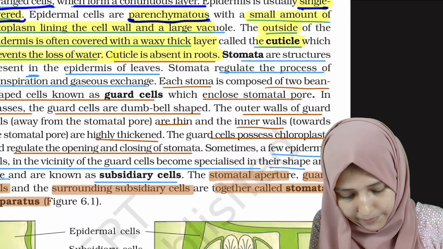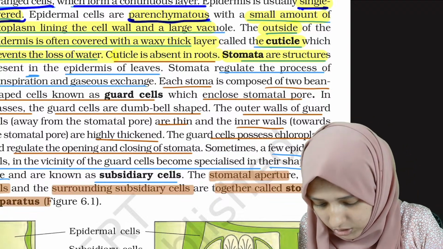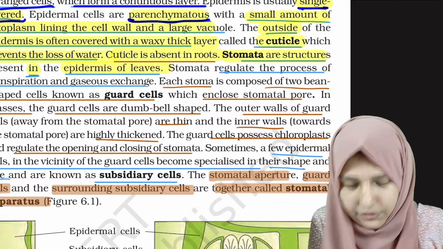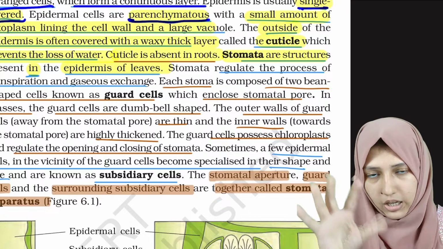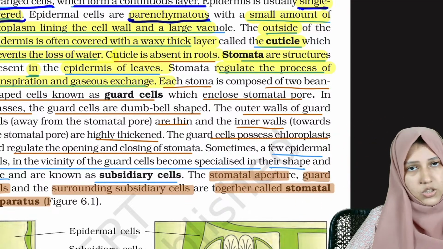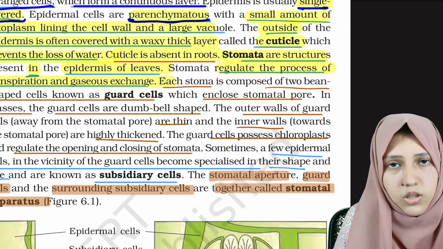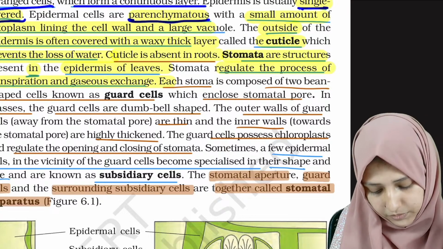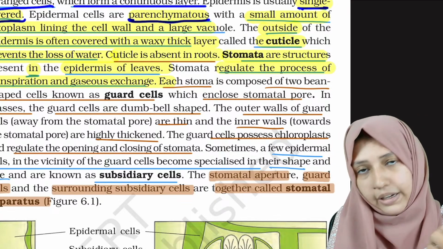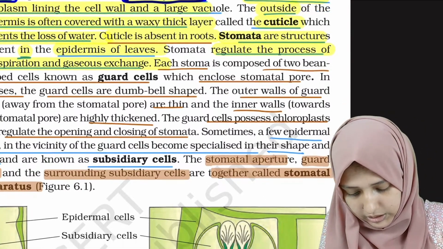Clear? Now, as we said, there will be stomata. What is stomata? They are structures present in the epidermis of leaves. They regulate the process of transpiration and gaseous exchange. So this is an MCQ point: stomata are responsible for transpiration and gaseous exchange.